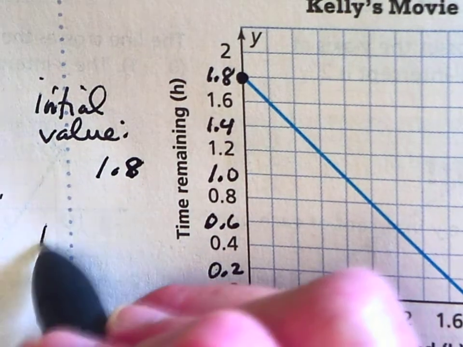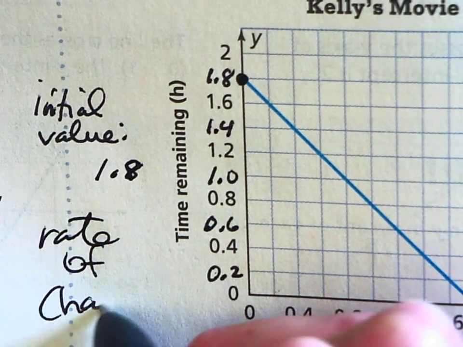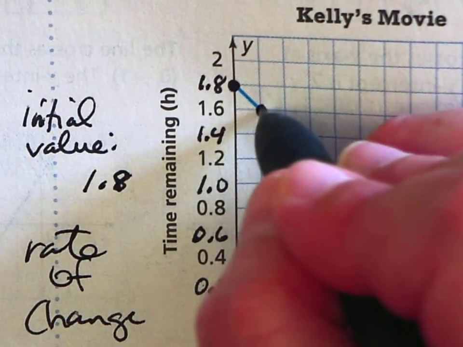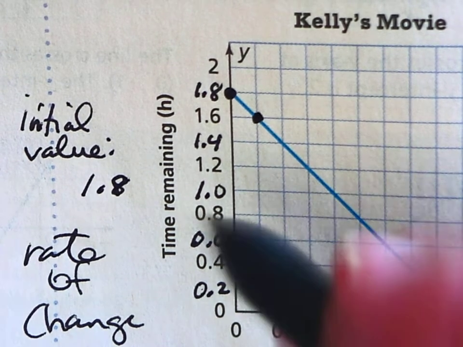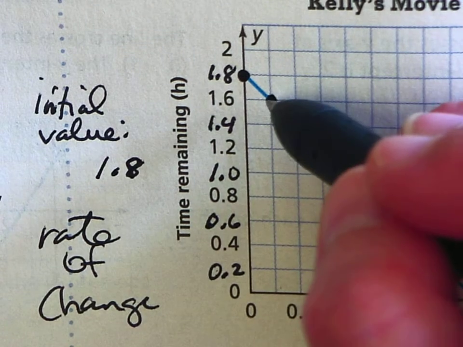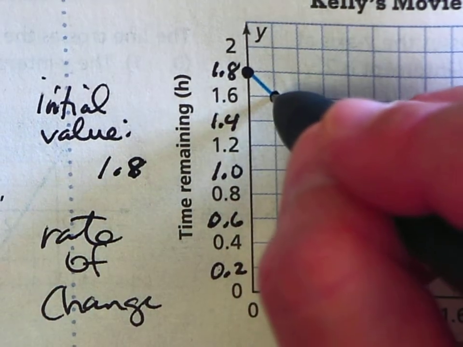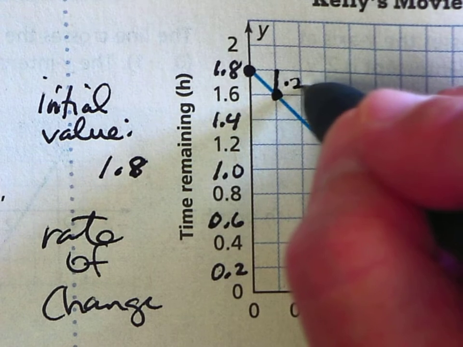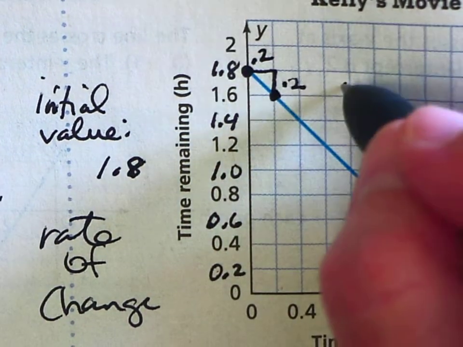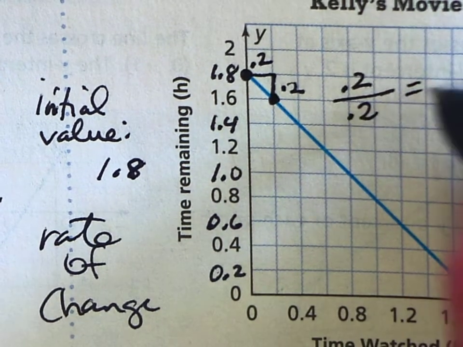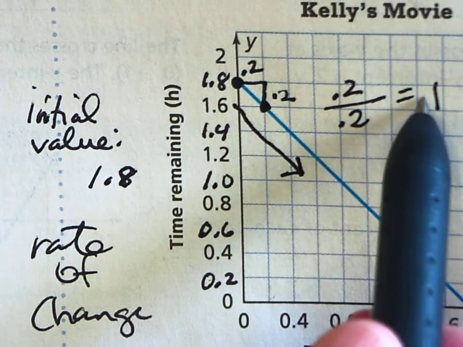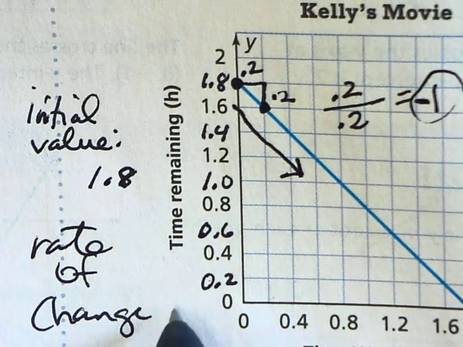Now let's find the rate of change, the slope. Okay, so now I'm going to find 2 points that land on this line. I'll use these two. And I could either use y minus y over x minus x or rise over run. I'm going to use rise over run. So I know every line's counting by 0.2. So if I rise, that is 0.2. I went up one line. And if I run one line, that's 0.2. So 0.2 divided by 0.2 is 1. And this line is going down. So my slope, my rate of change is negative 1.